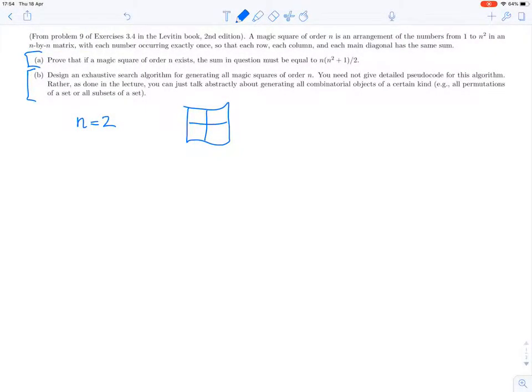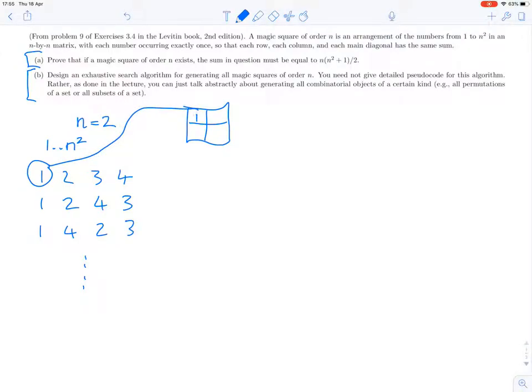So we can start by enumerating all possible permutations of the numbers from 1 to n squared. So this would look like 1, 2, 3, 4, maybe 1, 2, 4, 3, 1, 4, 2, 3, and so on. And all we need to do is decide on some rule for how we're going to position them. So maybe we put the first number in the top left square, second number in the top right square. So we're basically just doing this in raster scan order.